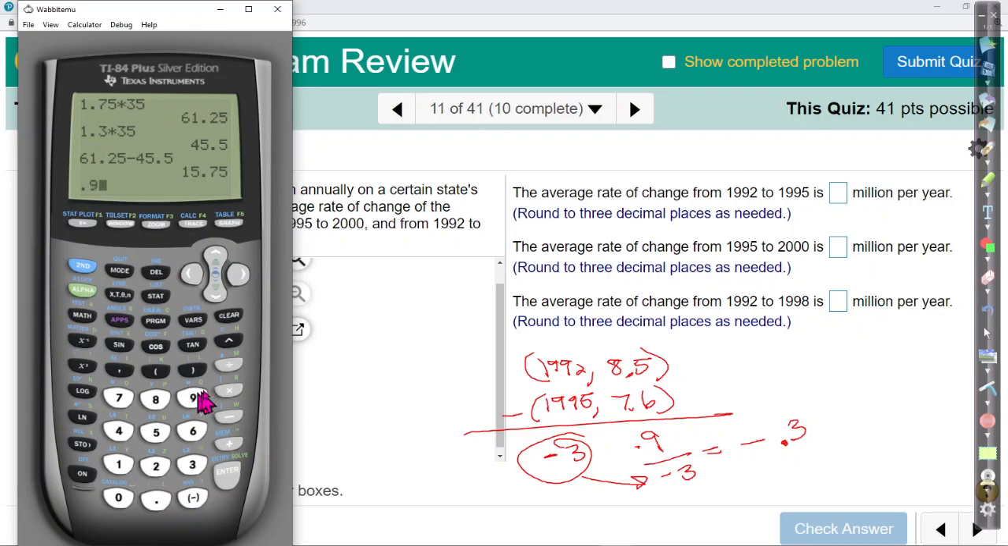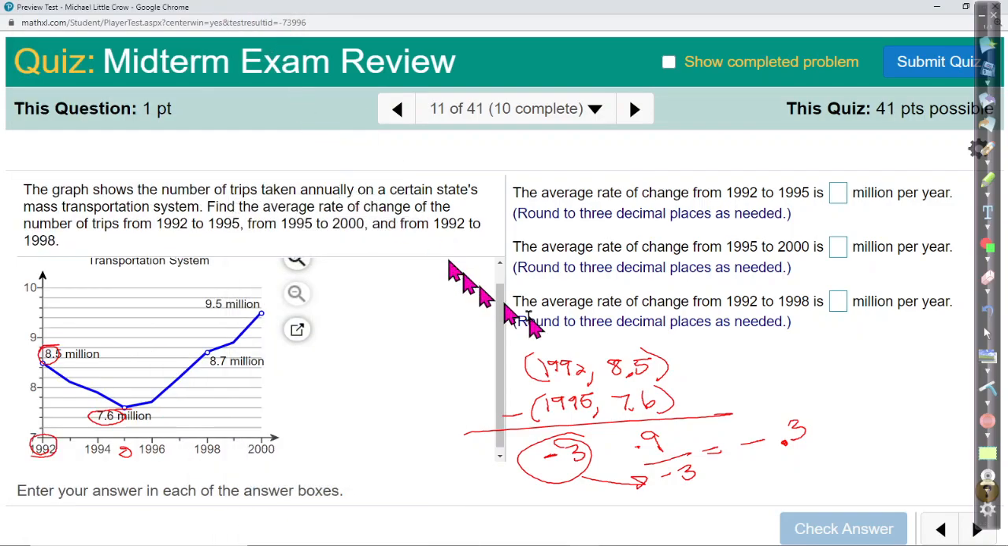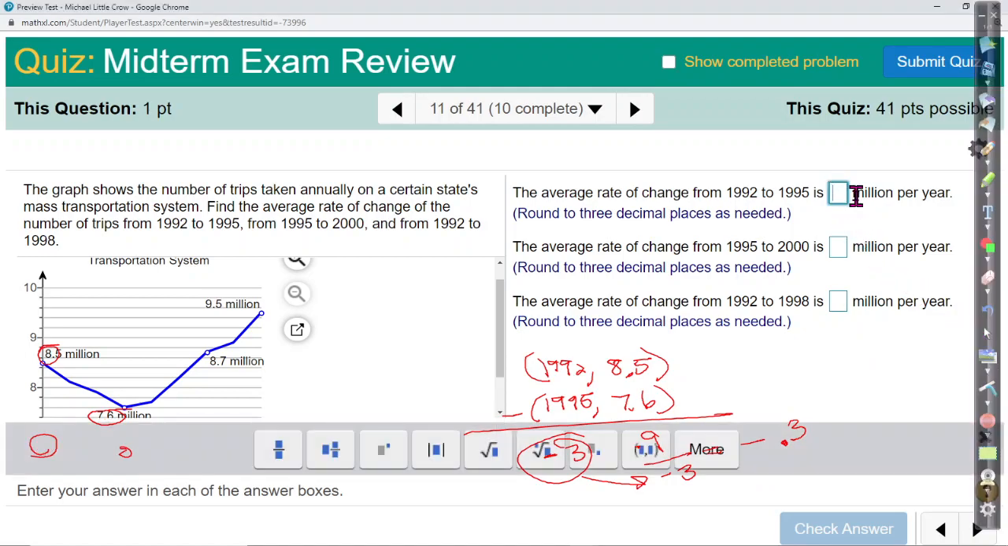And again, always good to just check it out. Yeah, 0.3, that's what I was thinking, but with decimals and division, sometimes it just doesn't seem real. So there we go with that. Round to 3 decimal places. Well, yeah. Okay, there's 3 decimal places.